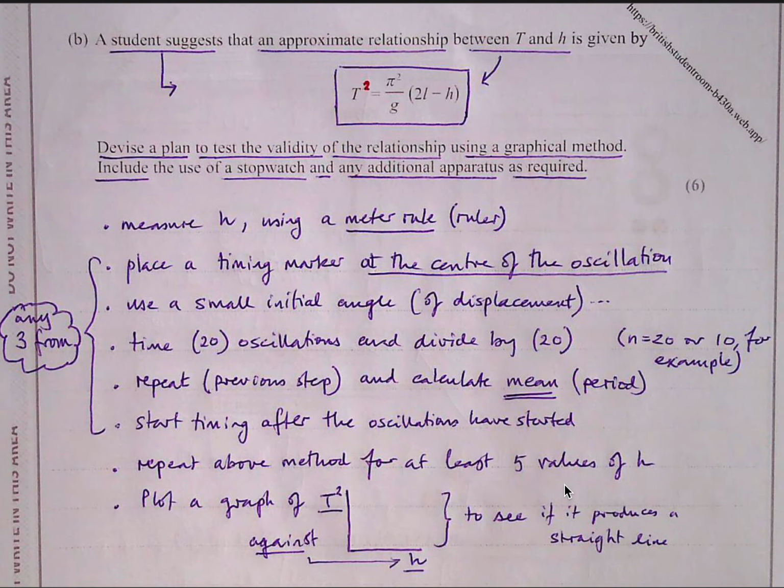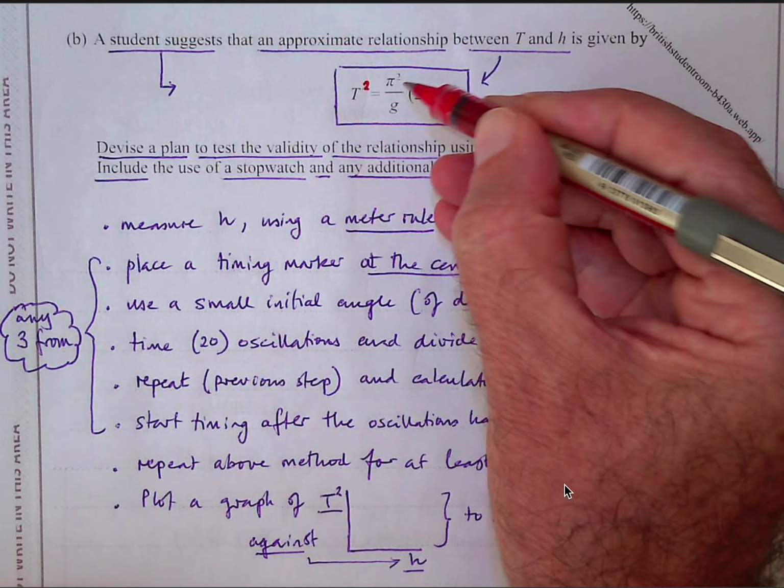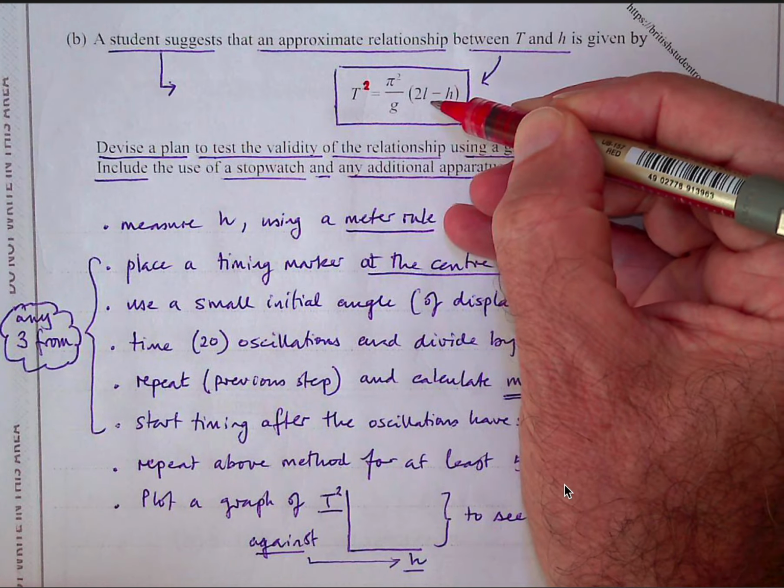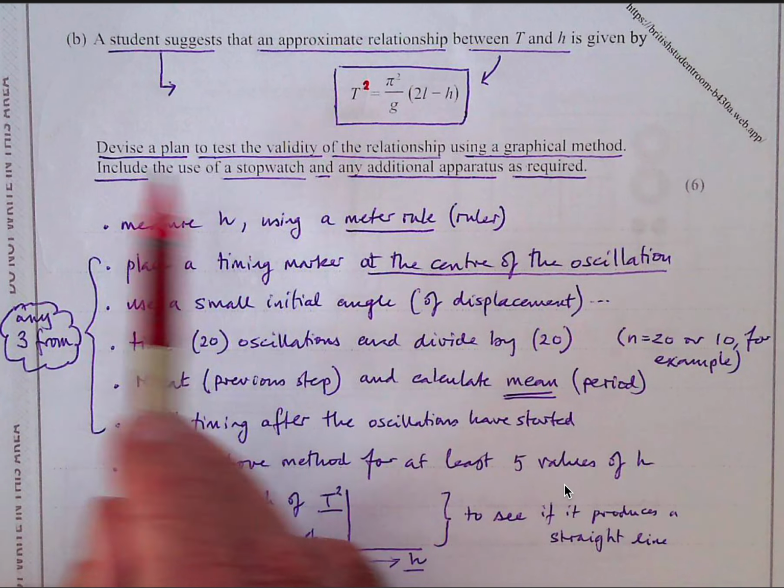toner. The cartridge must have been running out. I think that says pi squared, and then 2L minus h in the brackets, and g underneath, so it says divide.